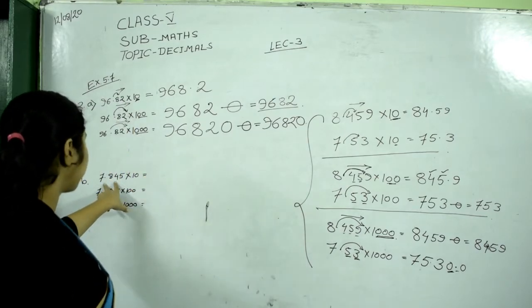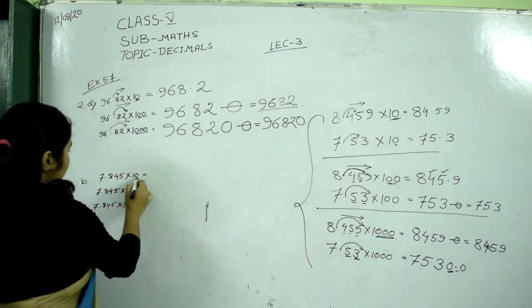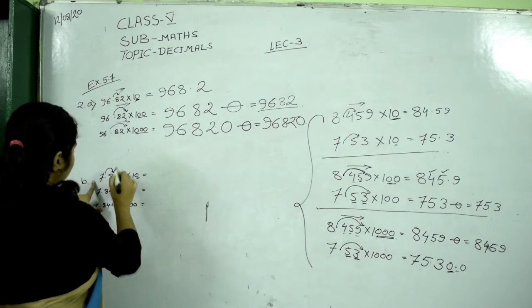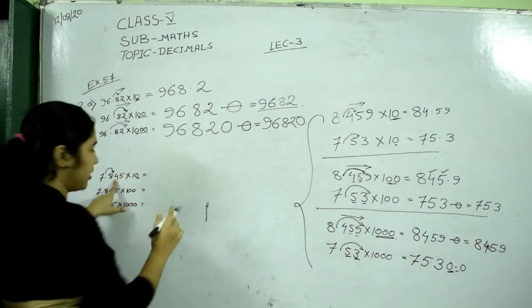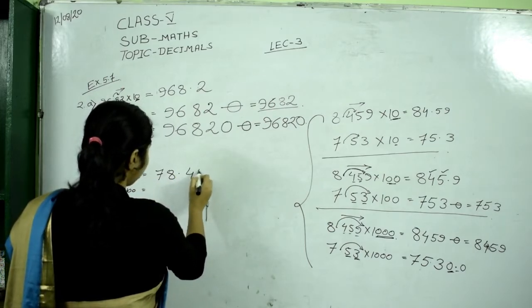Same for question number B. Here we have to multiply 7.845 with 10. Again 1 zero, so the decimal point will shift 1 decimal place. So 78.45.